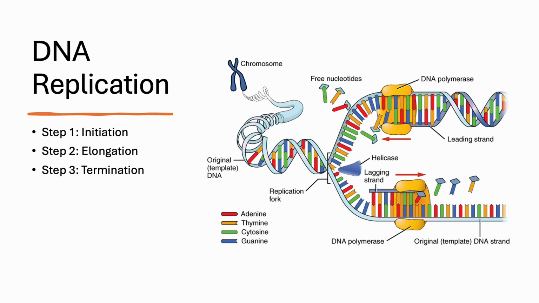Step 3, termination, is where the 2 original strands are connected to their own finished strands. DNA replication is now complete, and there are 2 new identical DNA molecules.